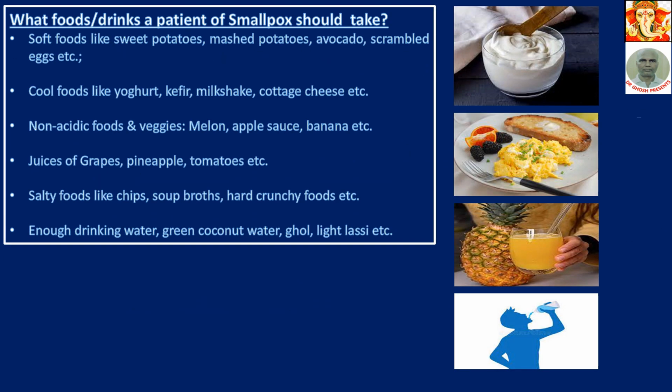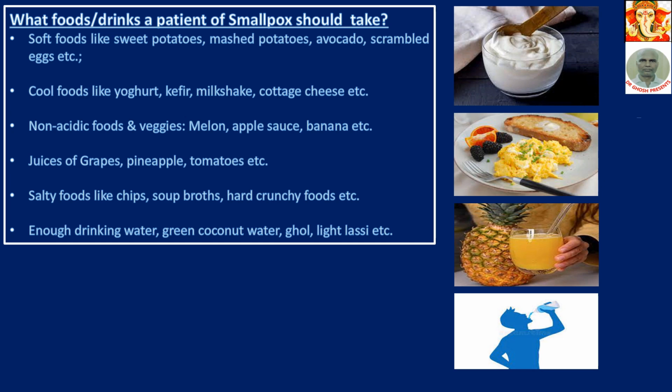What foods and drinks should a patient of smallpox take? Soft foods like sweet potatoes, mashed potatoes, avocado, scrambled eggs, etc. Cool foods like yogurt, kefir, milkshake, cottage cheese, etc. Non-acidic fruits and veggies such as melon, applesauce, banana, etc. Juice of grapes, pineapple, tomatoes, etc. Salty foods like chips, soup broths, hard crunchy food, etc.